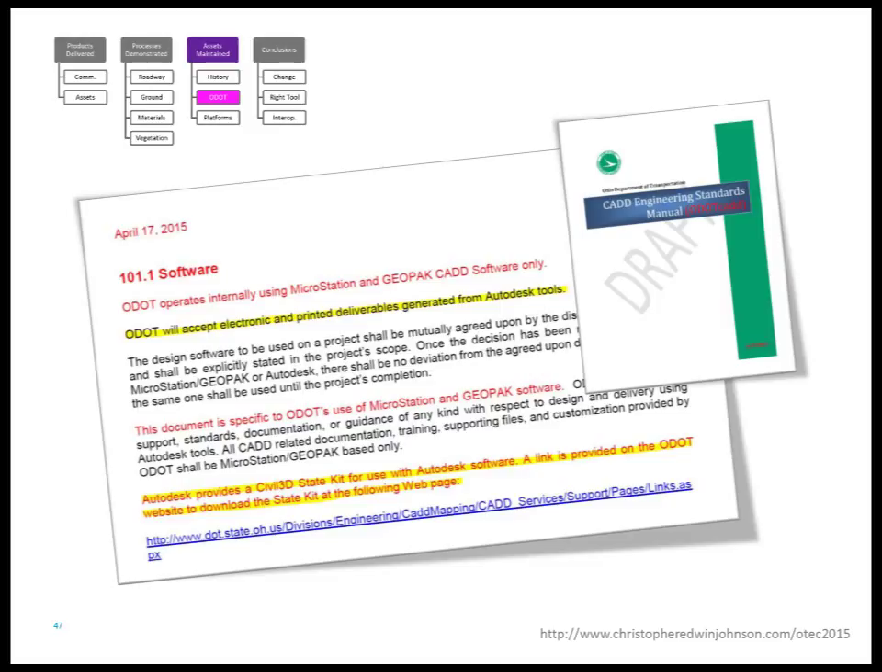And then a point taken from the ODOT CAD manual. The thing I want to highlight here is that ODOT specifies acceptance of products that were delivered both from Autodesk platforms and a Bentley platform. And this is what I call a performance-based specification. It's something that prioritizes what was delivered above and beyond how it was delivered.